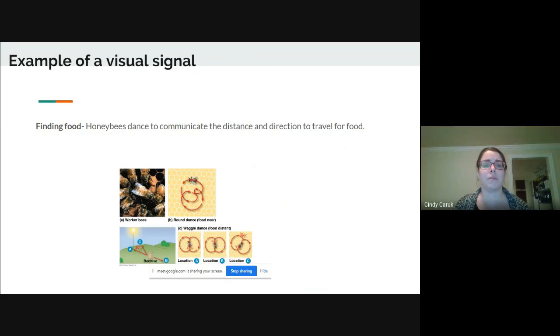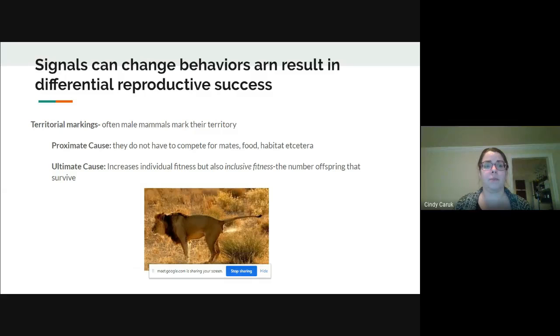So here's an example of a visual signal. This is finding food, and honeybees communicate the distance and the direction of food. So the round dance here, that's the food is near. The waggle dance, which you've probably heard of, is actually telling that the food is distant, and it's also giving the angle of where the food is, so that the bees will have more food, increase survival, increase passing on genes. Okay, signals can change behavior.